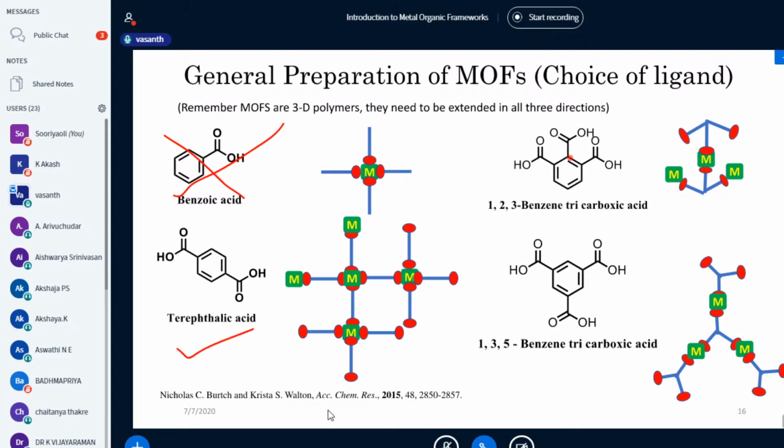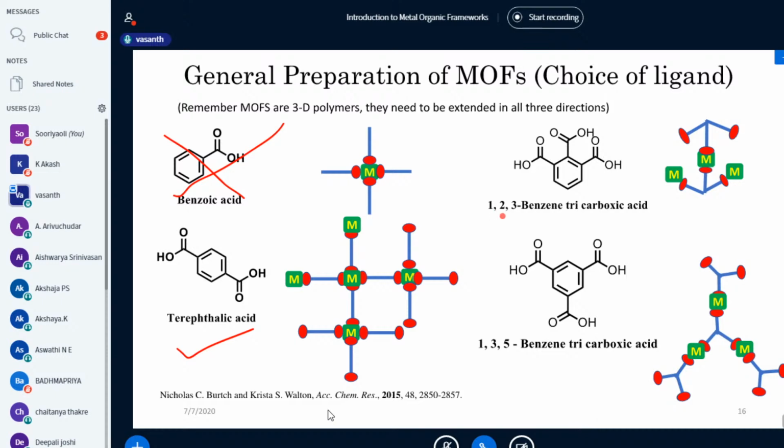Similarly, this is also a tricarboxylic acid, and this is also a tricarboxylic acid. The difference is that one has groups at the 1, 2, and 3 positions, and the other at the 1, 3, and 5 positions. If I have it in this form, it can be extended into a 3-dimensional structure. For example, this can bond to 3 different metal centers, and these 3 metal centers can again bond to 3 different ligands, which can be extended 3-dimensionally.